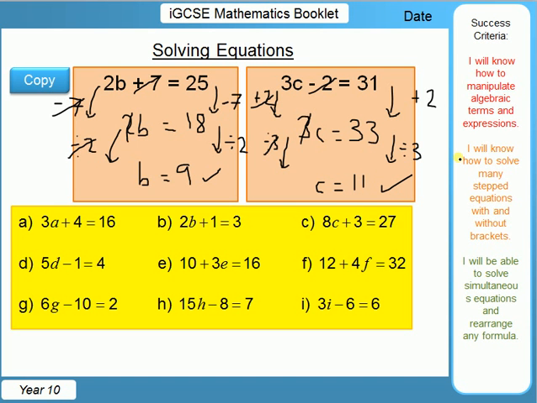And we are done. Again, we can always do that check that's really important. We put C equals 11 back into the initial equation. 11 times 3 is 33. 33 minus 2 is 31. And so we can guarantee we have the correct answer.